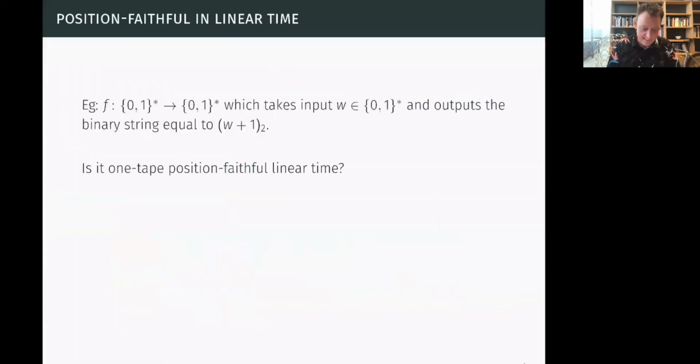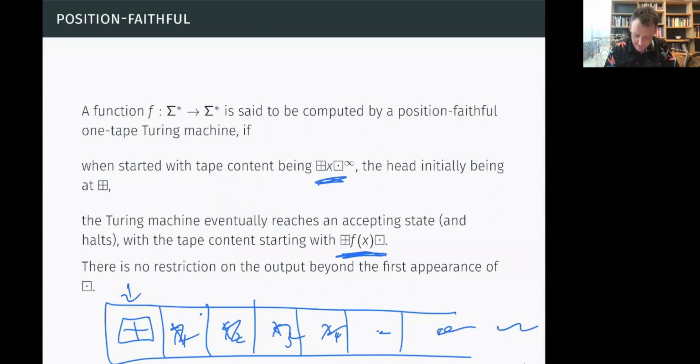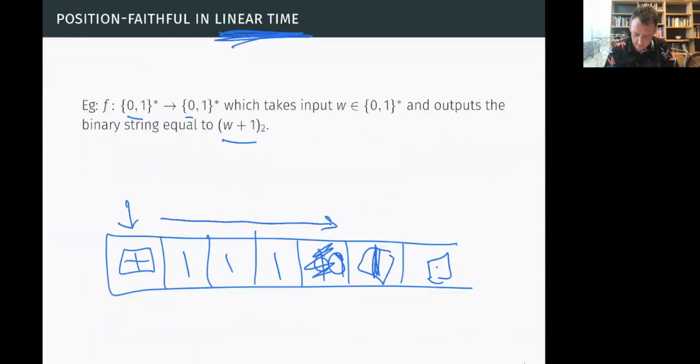So what's the answer to this question? Is this function, adding 1 to a binary number, doable on this thing in linear time? Anyone? I'll answer for you. Yes. Maybe the description is a bit hard to follow, but that's what it is.